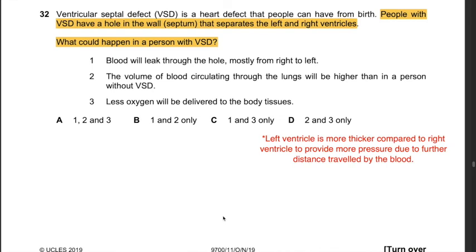Question 32. Ventricular septal defect is a heart defect that people can have from birth. People with ventricular septal defect have a hole in the wall known as a septum that separates the left and right ventricles. What could happen in a person with VSD? 1. Blood will leak through the hole mostly from right to left. Statement 1 is obviously incorrect, as the left ventricle is thicker compared to the right, hence there will be more pressure from the left side than from the right, leading to blood leaking from left to right instead of right to left. Therefore, statement 1 is incorrect. And since A, B and C have 1 in their answers, that leaves us with D being the only answer that is correct. 2 and 3 only.